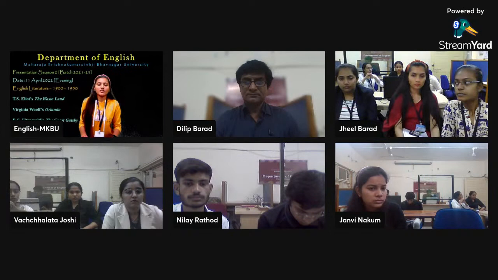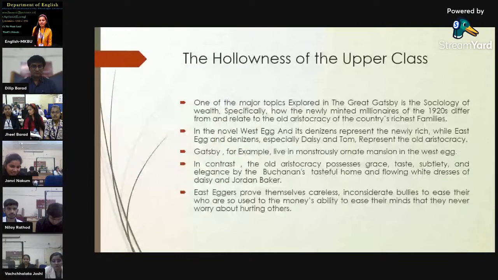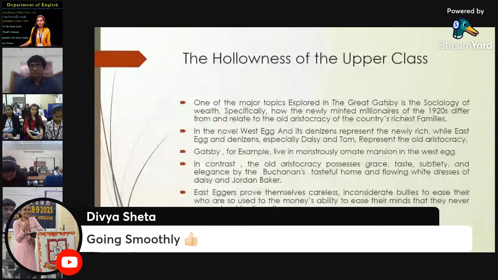The second theme is the hollowness of the upper class, in the two different classes in the novel. The first is West Egg and the second is East Egg. The first explains Gatsby's social position as wealthy, specifically a newly minted millionaire. The second, East Egg, relates to old aristocracy and the country's richest families. In the novel, West Egg represents the new rich, and East Egg is for those born rich, Tom and Daisy.